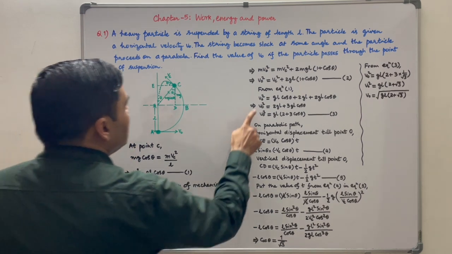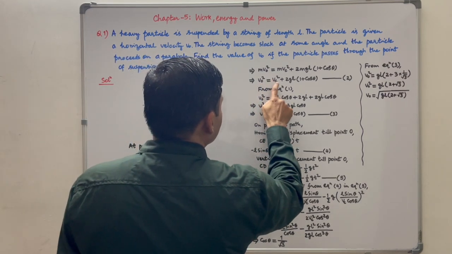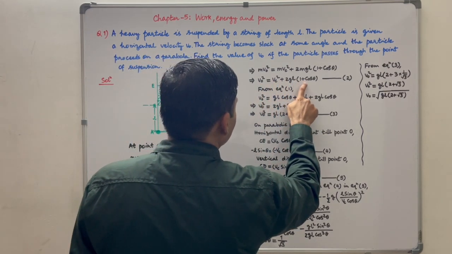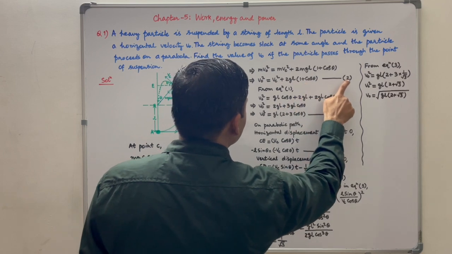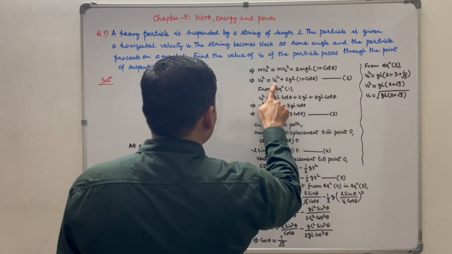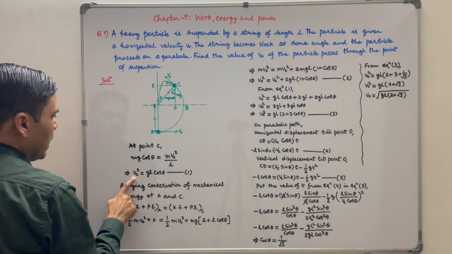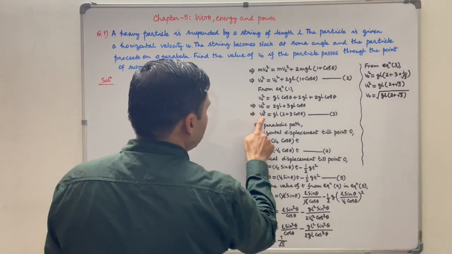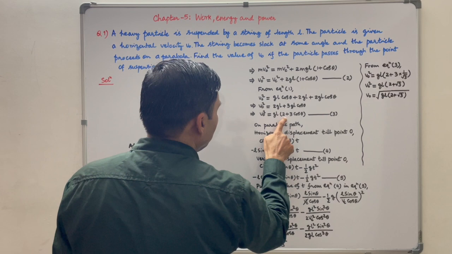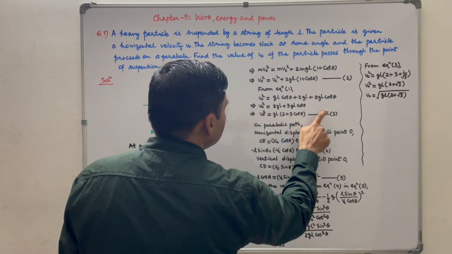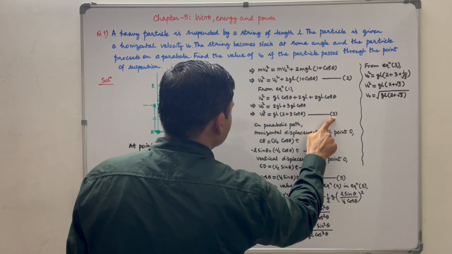This gives v0² is equal to vc² plus 2gL(1 + cos theta). Suppose this is equation number 2. We can put the value of vc² from equation 1 to get v0² is equal to gL(2 + 3 cos theta). Suppose this is equation number 3.